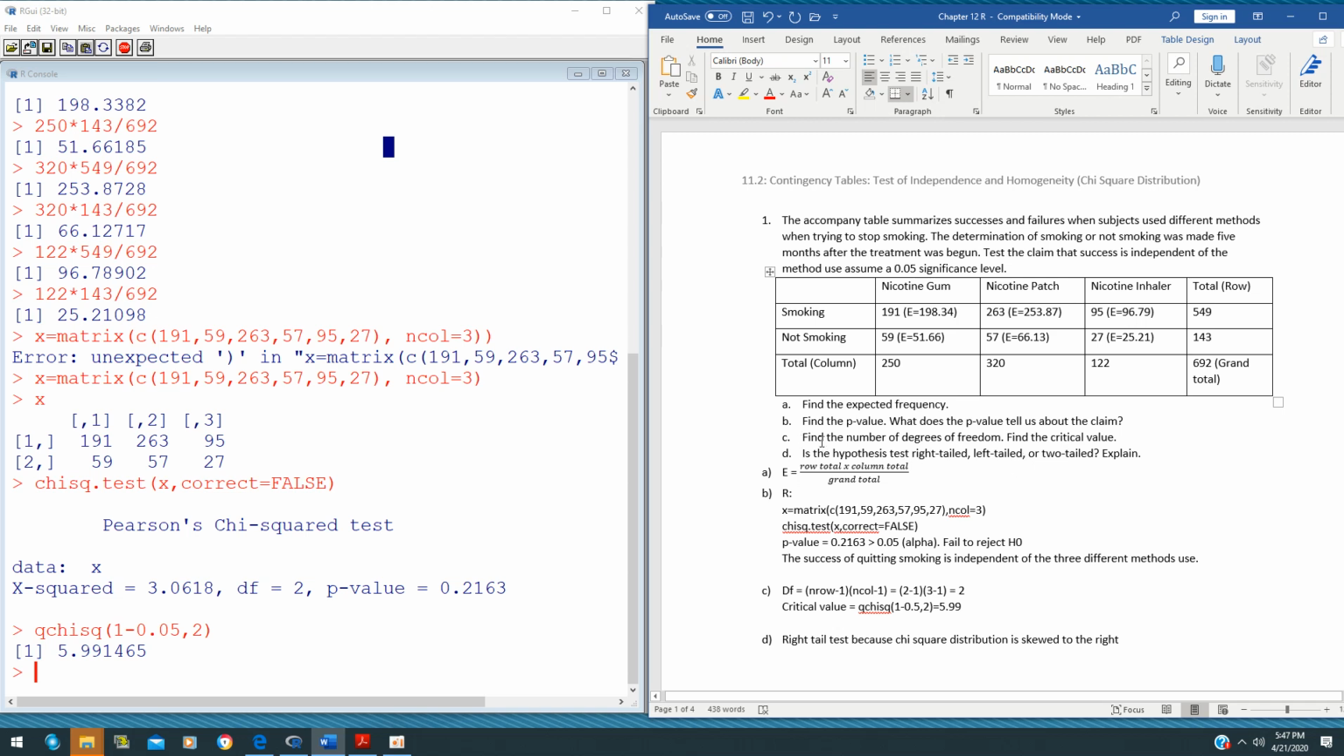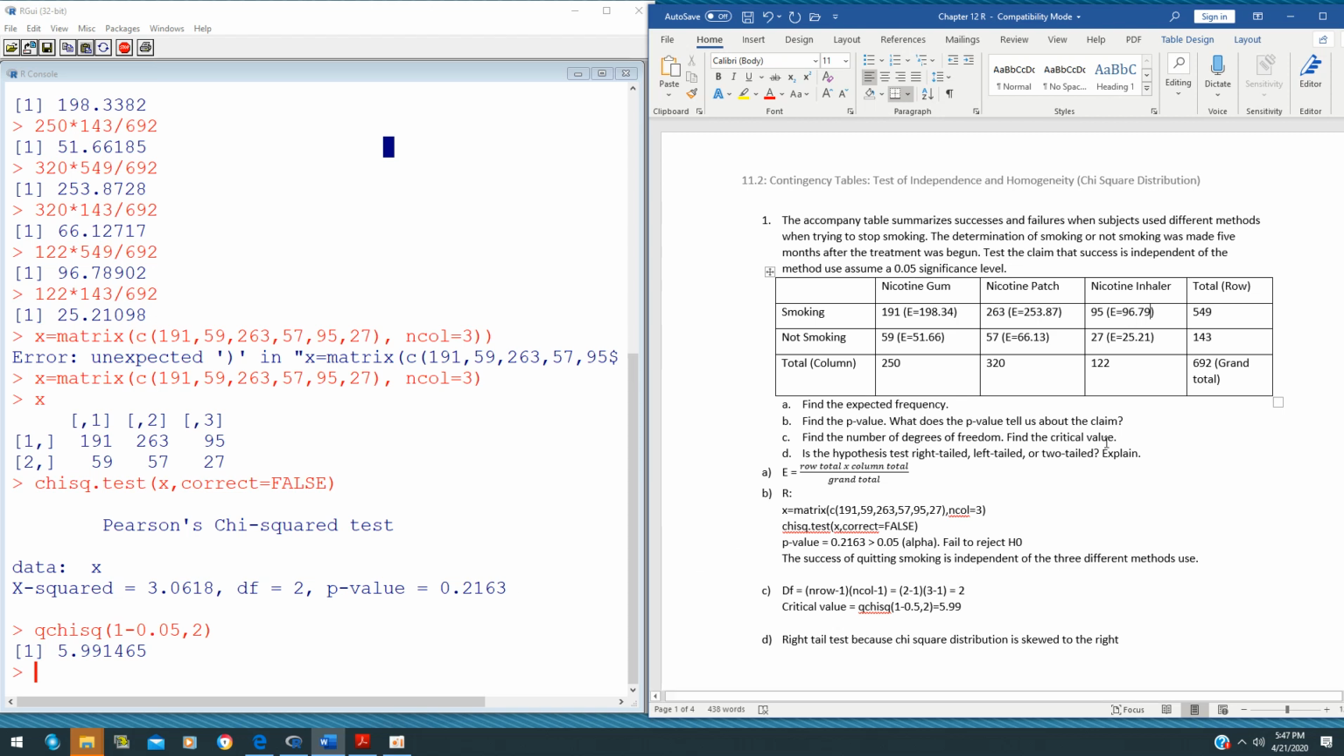Next, find the number of degrees of freedom. There are 2 ways for us to find the degrees of freedom. One is using R, where the degree of freedom here is 2. The other way is using the formula: you take the number of rows minus 1 times the number of columns minus 1. We have 2 rows here, so 2 minus 1 is 1. And we have 3 columns here, so 3 minus 1 is 2. So 1 times 2 is 2, which matches what we got from R.